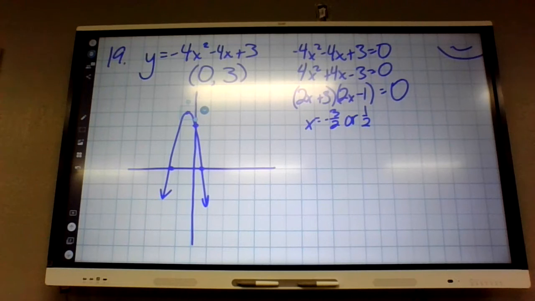It's going down because there's a negative on the 4x squared. It's going down quickly because there's a 4 on the x squared.